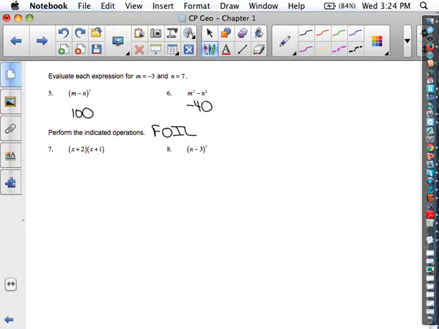So we're going to multiply the first two terms together. X times x gives me x squared. X times 1 gives me x. X times 2 gives me 2x. 2 times 1 gives me 2. Add like terms. Those will be the center terms. x squared plus 3x plus 2.